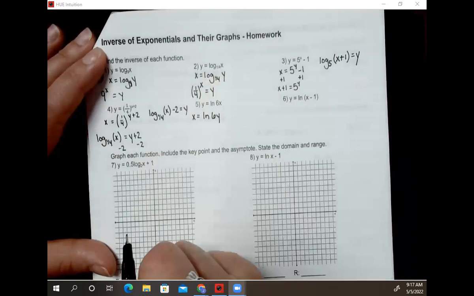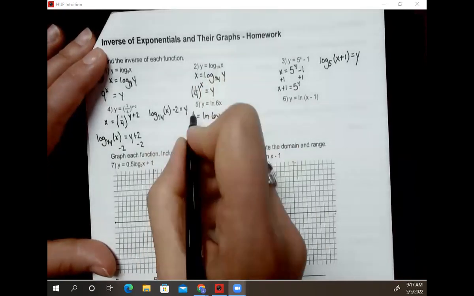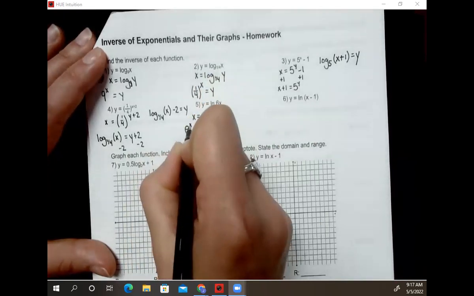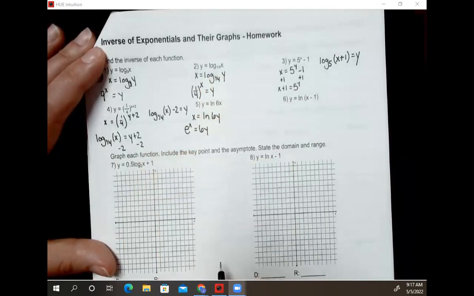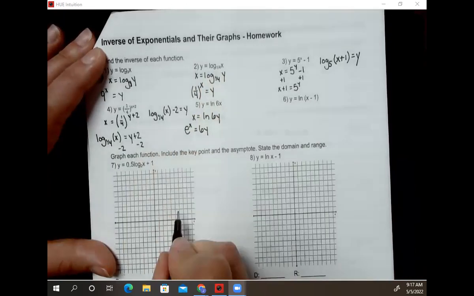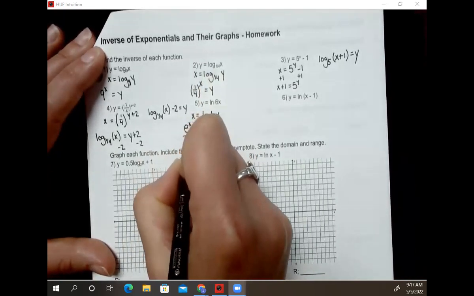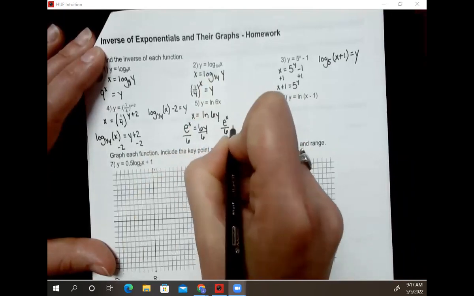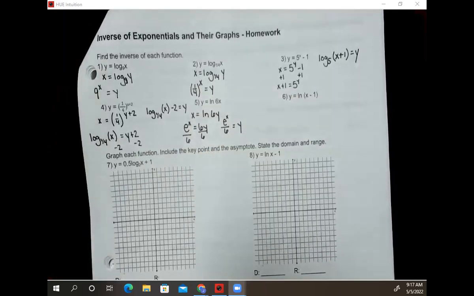Since I've got a log, I have to rewrite this in exponential form. So the base is e. Since we've got a natural log, that means the base is e. So this would be e to the x equals 6y, since 6y is my argument. I want y by itself. So my last step here is to divide both sides by 6. So I would get e to the x divided by 6 equals y. That's my inverse function.